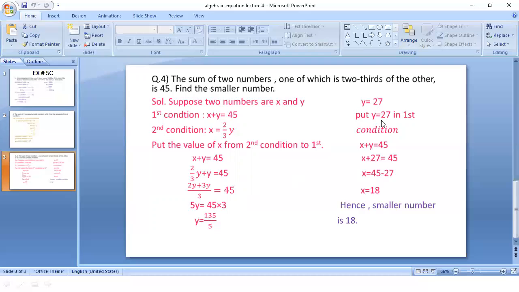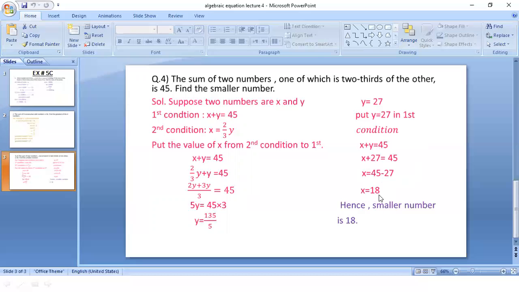Now we have to find the second number, which is x. ताकि हमें पता चल जाए, actually we need to find out the smaller number. So in the first condition, x plus y is equal to 45, we have to put the value of y. So I have written put y is equal to 27 in first condition. Now at the place of y, मुझे क्या लिखना है? 27, जैसे मैंने आपको बताया. X plus 27, and when we will shift this 27 to the right hand side, it will be in subtraction, minus हो जाएगा. 45 minus 27 is 18.